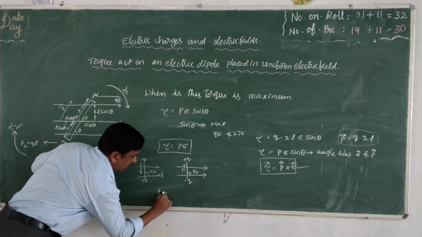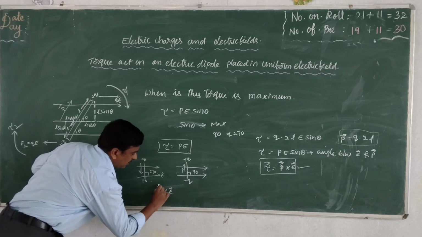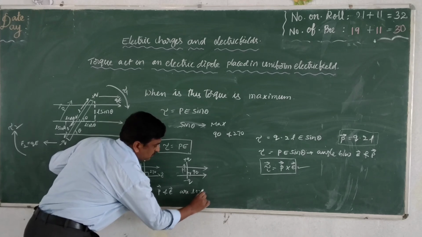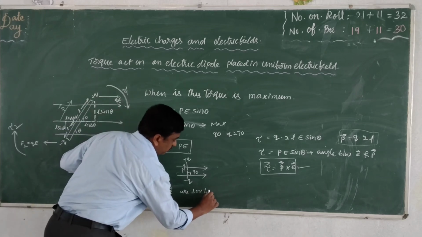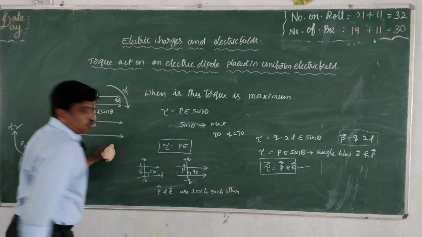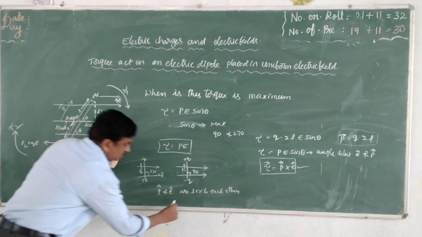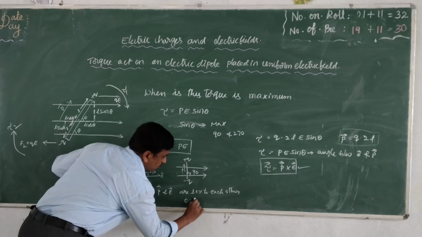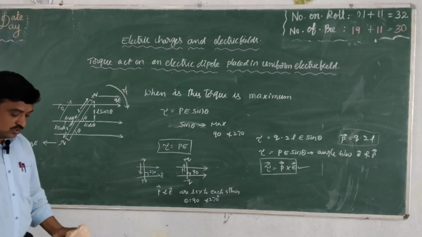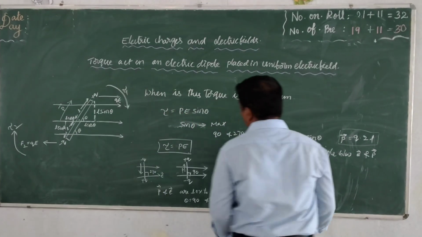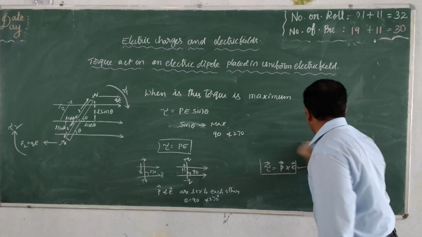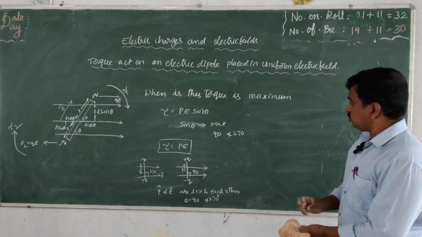That means when the electric dipole moment P and the electric field E are perpendicular to each other, the torque is maximum. So theta equals 90 and 270. In these two cases the torque is maximum when the electric dipole is placed in the uniform electric field. Now, when is this torque minimum?